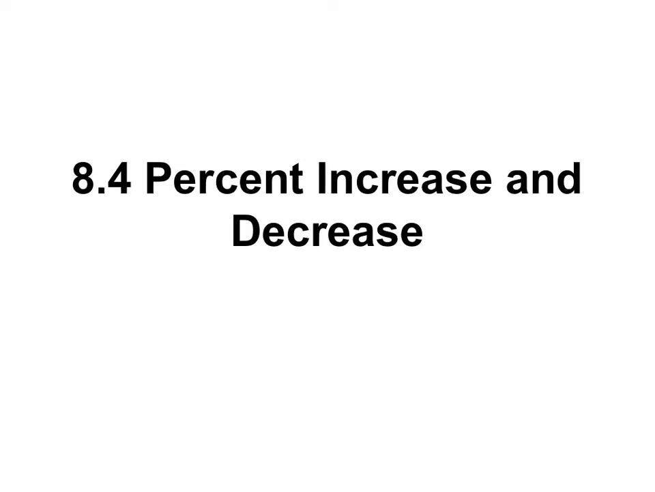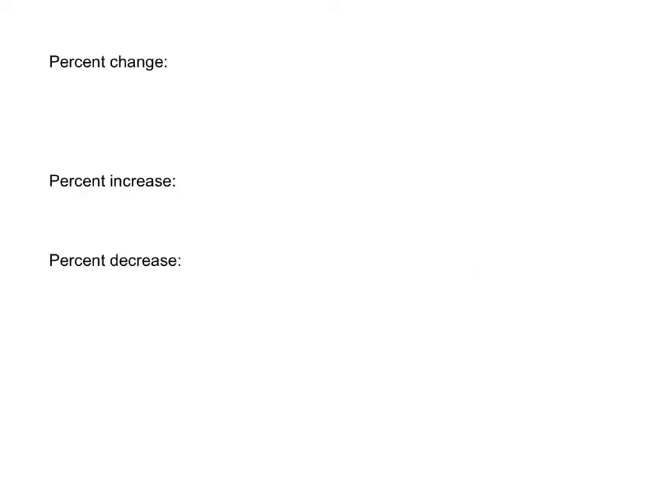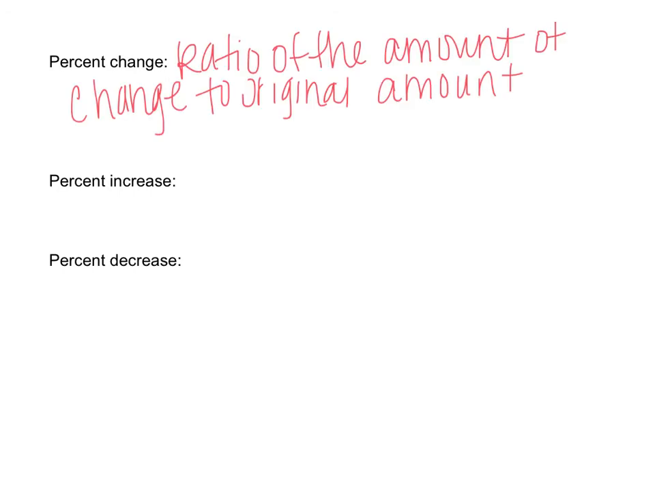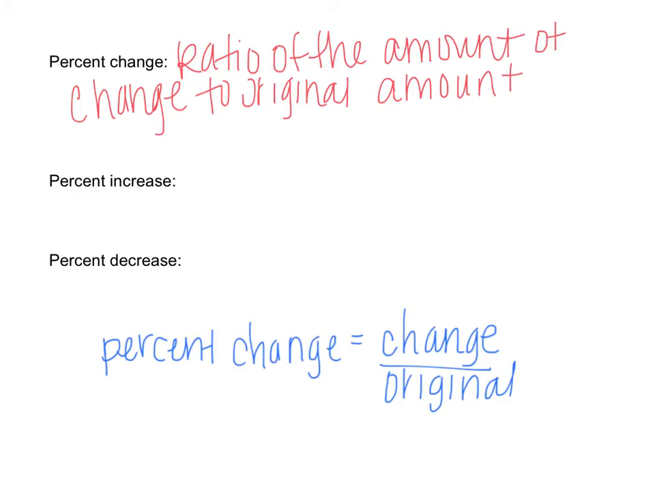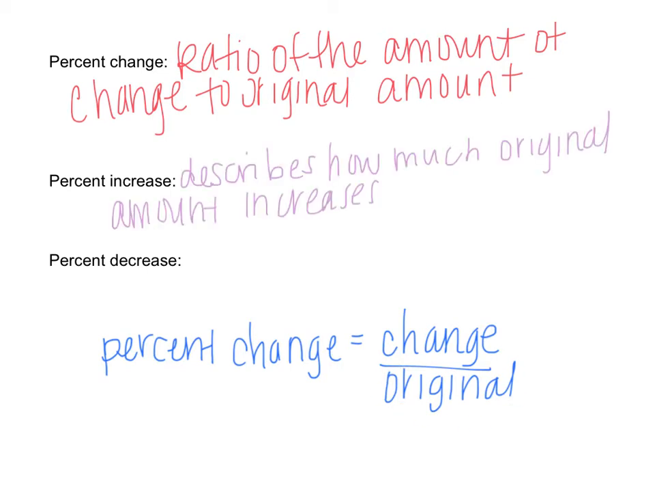Today we're doing 8.4, which is talking about percent increase and percent decrease. Okay, we need to start by getting 3 definitions down. The first is percent change, and percent change is the ratio, so it's going to be a fraction, of the amount of change to the original amount. So this is going to look like percent change equals the change over the original amount.